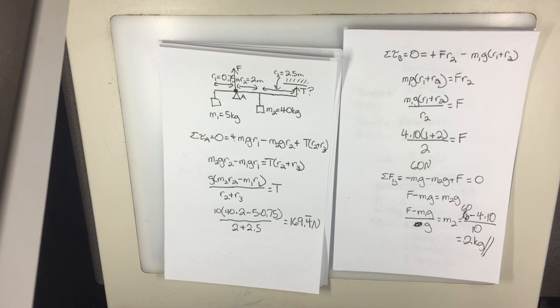169.4 repeating newtons. So you could just say 169.4. And that is the same thing that you always do on a torque bar problem. You sum the torques about one of the axes or rotation points, and then that's it.